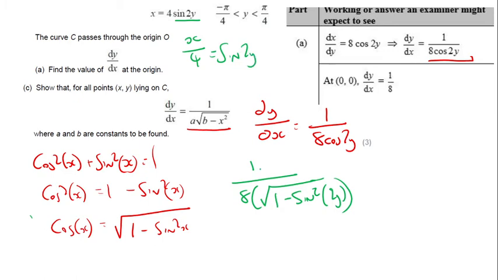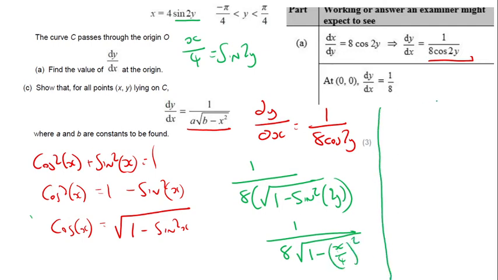Now, I can substitute that into this equation at the bottom, which can be 1 over 8, then the square root of 1 minus, so remember, sine of 2y is x over 4. So sine squared must be x over 4 squared. We've just got to do a little bit of rearranging here.